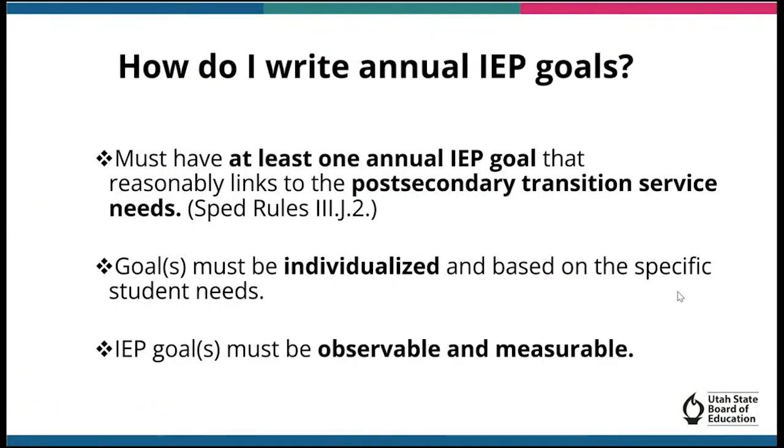So how are IEP goals written? The student's IEP must have at least one annual IEP goal that links to the student's post-secondary transition service needs. This goal is on the annual goals page of the IEP and can also be listed on the post-secondary transition plan page, but must be documented on the current IEP. The goal must be observable and measurable, just like all the other IEP goals. And be sure that the annual IEP goal addresses the student's unique needs.